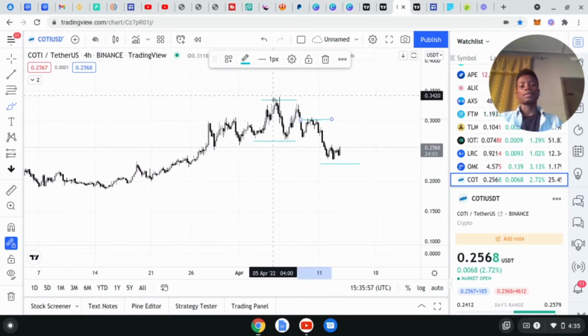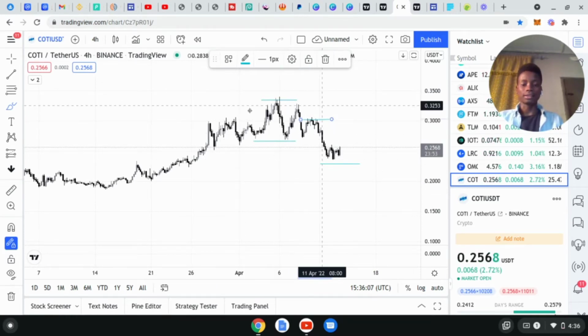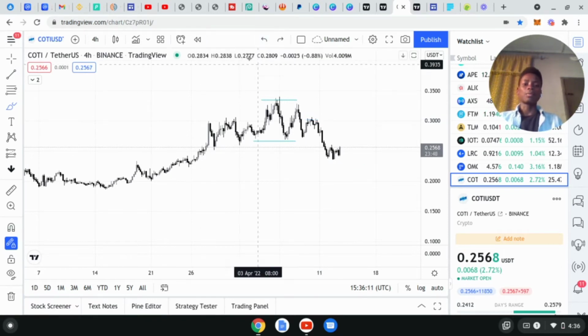As you can see here, this high broke this high and this low broke this low. This high could not break this high, and this low broke this low. So we are in a downtrend clearly. It's clear that we are in a downtrend. Now, what's the next thing?